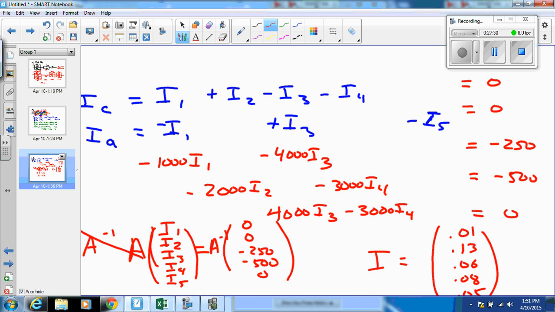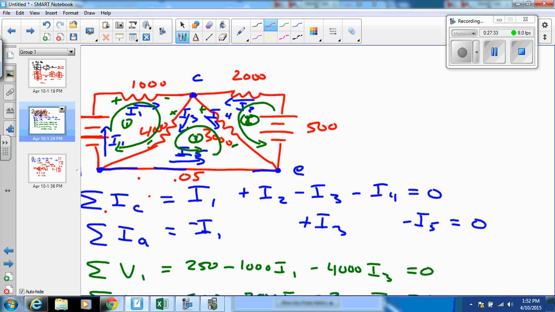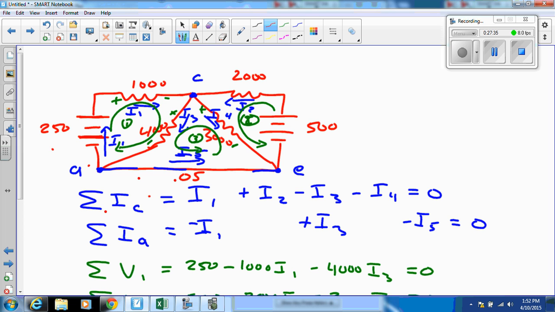And I can fill in the others if I really wanted to. 0.01 for I1. 0.13 for I2. 0.06 for I3. And 0.08 for I4. And that's it. If we do this on the homework with the calculator, I don't need to see any of the algebra. So once you have the equation, you can give me the solutions immediately.